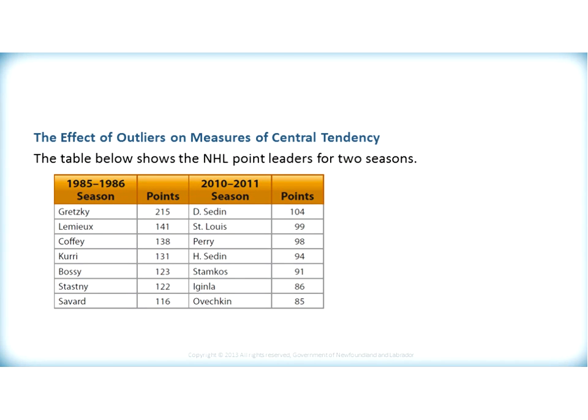Okay, we're going to look at the effect of outliers on measures of central tendency. The table below shows NHL point leaders for 2 different seasons, 1985-1986 and 2010-2011. You can see the values here. Wayne Gretzky with a high score of 215 points. Denis Savard had 116 that year. In 2010-2011, the highest scorer in the league was Daniel Sedin with 104 points. And we have at the other end of our points leaders table here, Alex Ovechkin with 85 points.